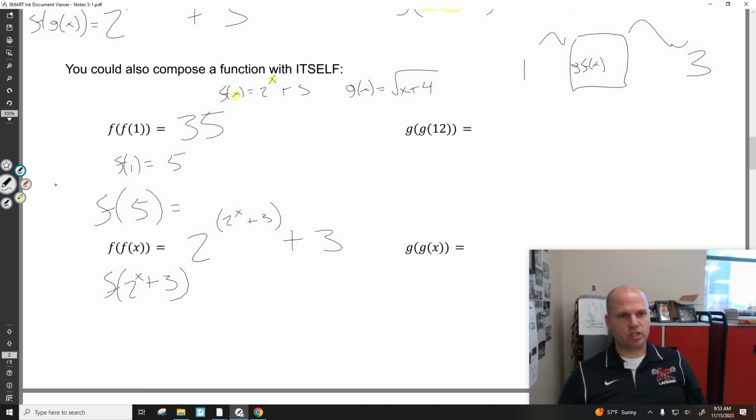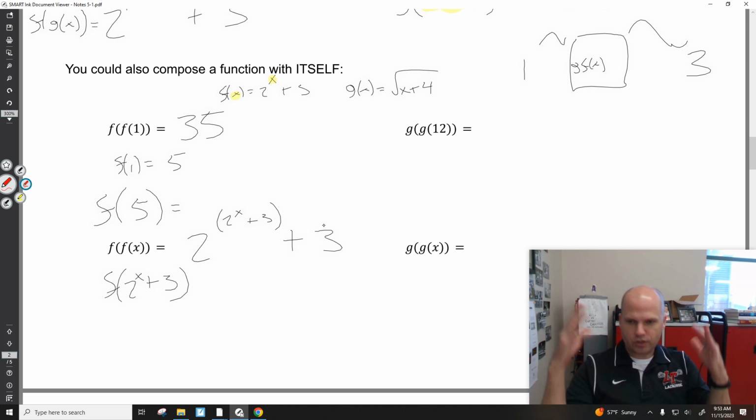Now, this is a larger machine. Let's see if it works. Let's plug in 1, 2 to the 5 plus 3. Okay, good. So it's like instead of going one then the other, we create a larger machine.